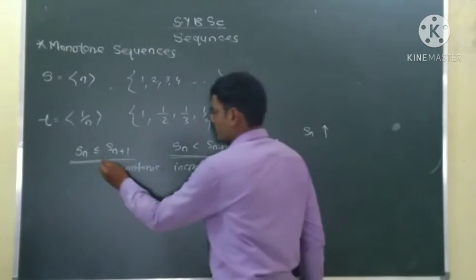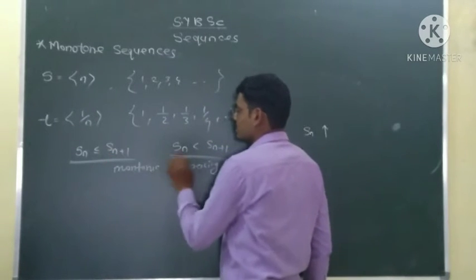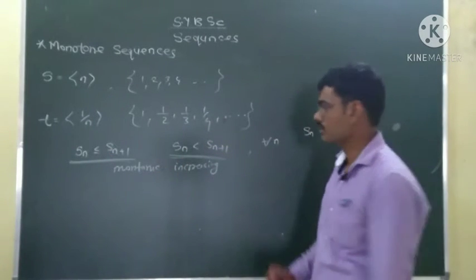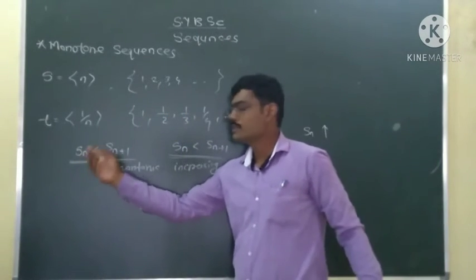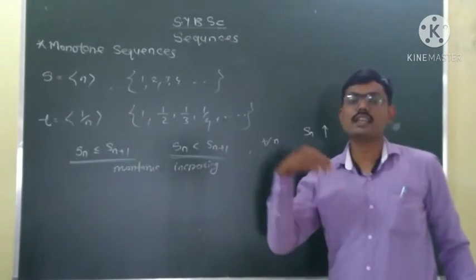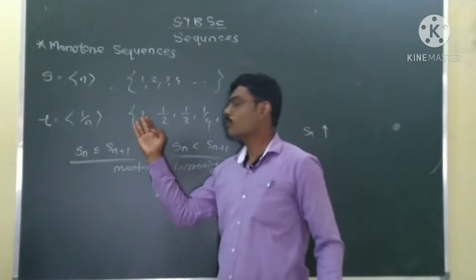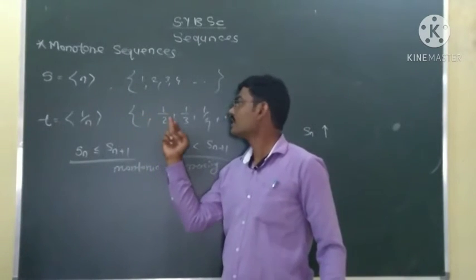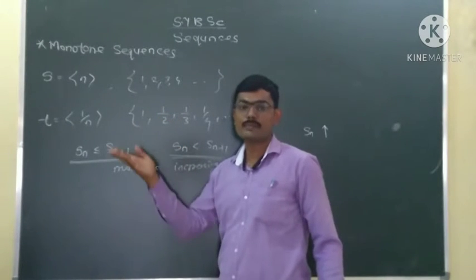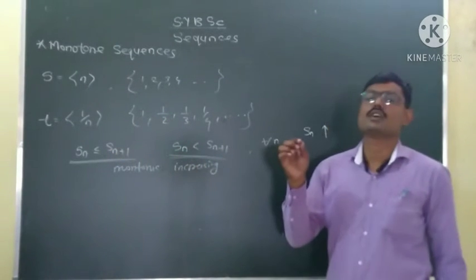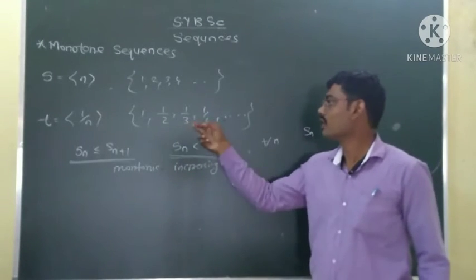This relation is for a monotonic increasing sequence. Now its reverse: if each previous term is greater than its next term, like this. The first term is greater than the second term, that is, the previous term is greater than its next term. So we say that the sequence is monotonic decreasing. This is valid for each term.